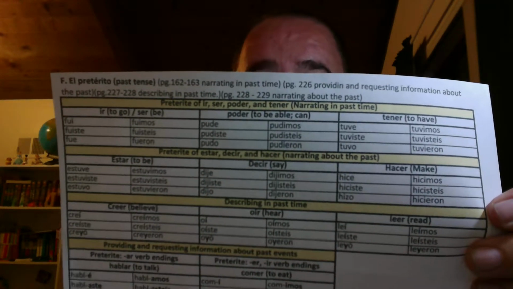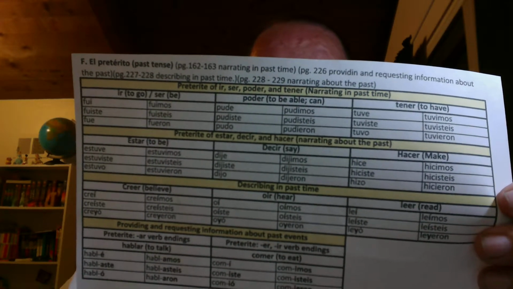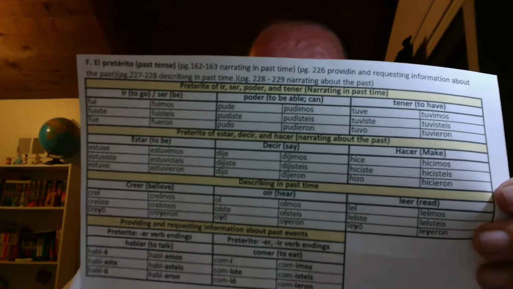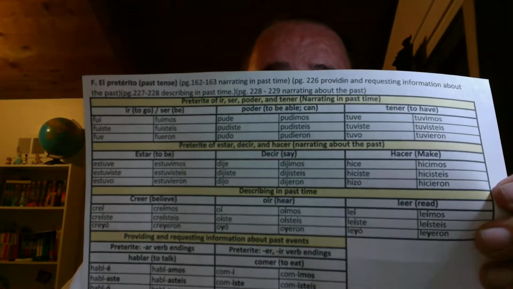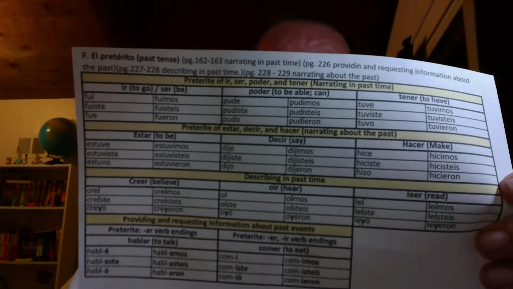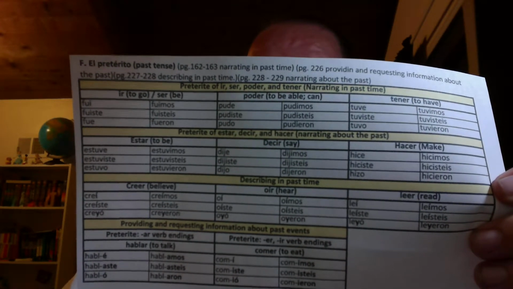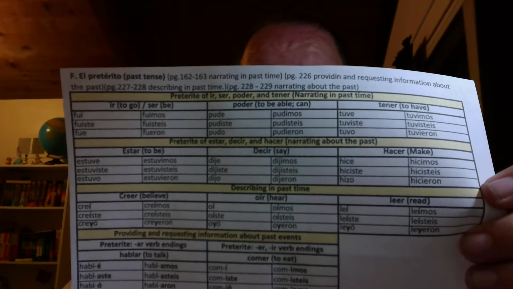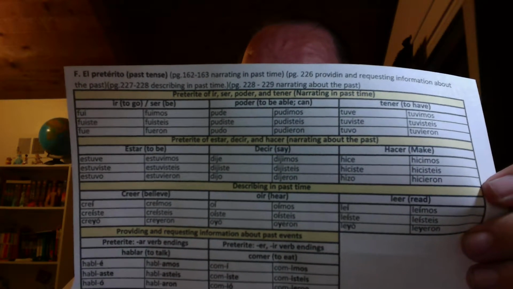Going from narrating the past of ir and ser and poder and tener, and then of course estar, dar, and hacer, and then AR verb endings, and then ER and IR. Esté, é, aste, ó, amos, aron. And on the ER and IR verbs, they're actually the same, so it's í, iste, ió, imos, ieron.